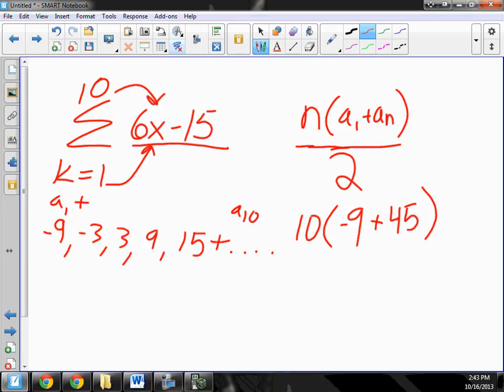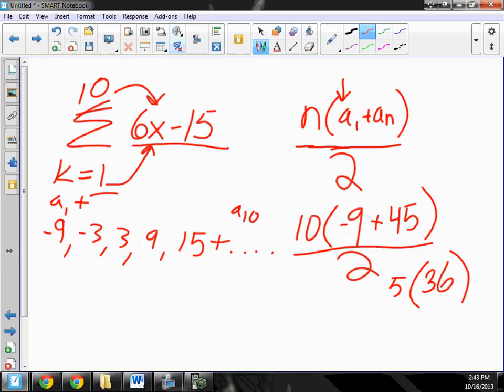Okay? So 10 is the number of terms. A sub 1 is the first term. That's what I get in the equation when I plug in 1. And this summation machine says start at 1 and stop at 10. So I plug in 10 to find my a sub n, which is 45. Does that make sense now? Then I divide this by 2. So it's going to be 5 times 36. 150, 180. Okay. So 180 is the summation of that.